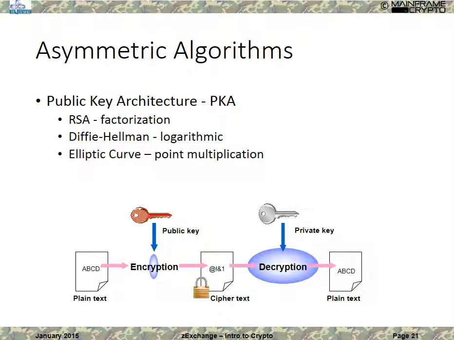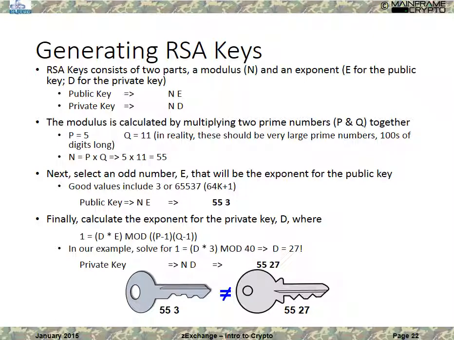On slide 22, if we want to exchange data, the first thing we have to do is come up with a key pair. We have to generate the RSA keys. So if I want to get messages from everybody on the call, I would create a public-private key pair. And the way I do that is I start out by taking two prime numbers.